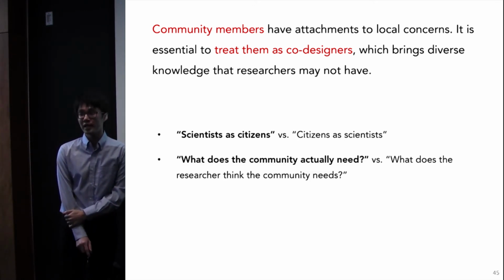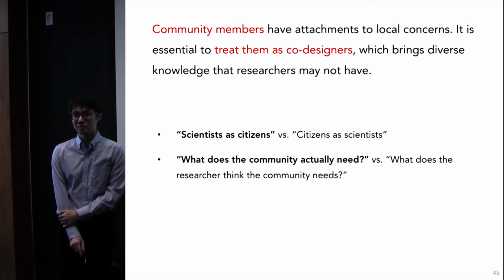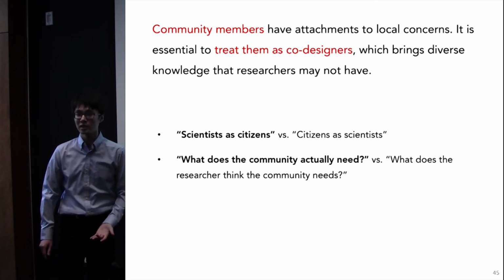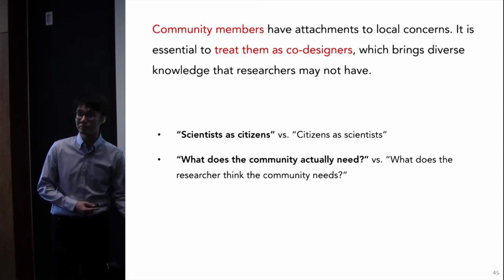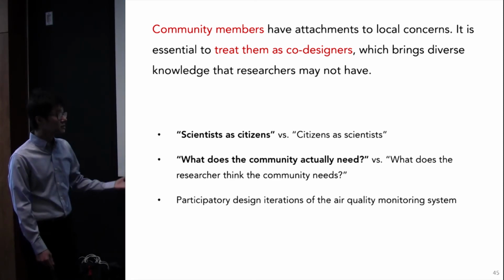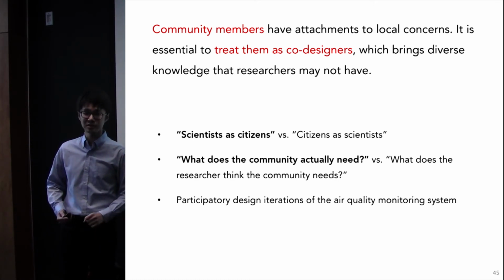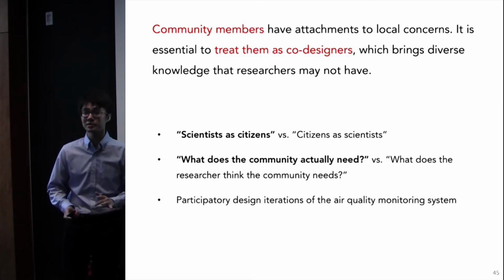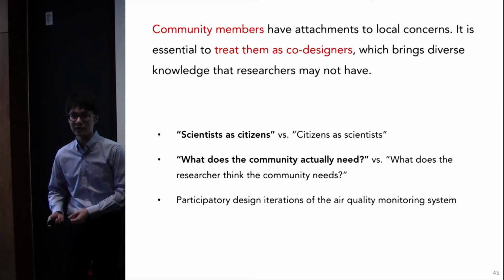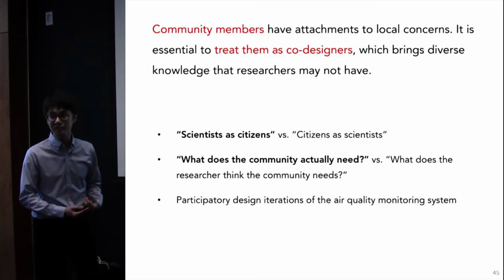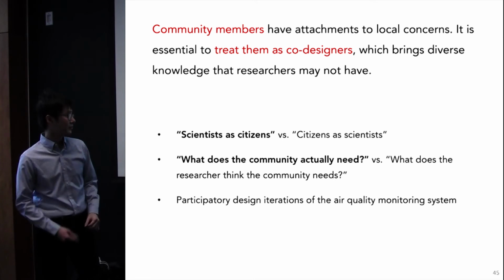Also, it's important to ask about what the community really needs, but not what the researchers think the community needs. These 2 are really different. So when we design the system, it's important to attend community meetings and talk to people and understand what people really need. For example, in the Shiningo Channel project, which is the air quality monitoring system, we actually have several people in the lab attend the community meetings, show them how the system works, and develop the features with them that suit their needs.